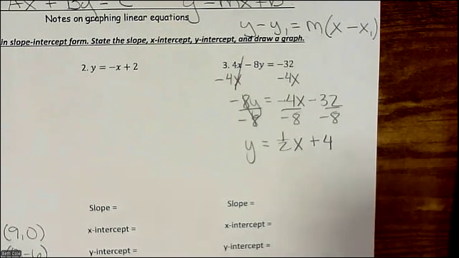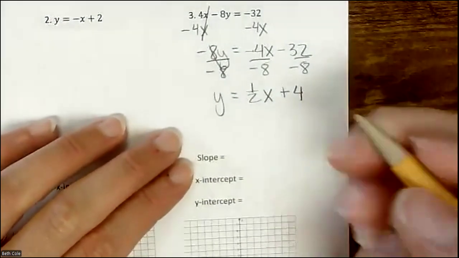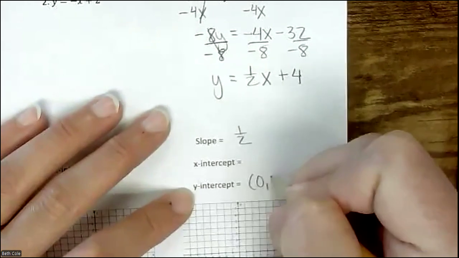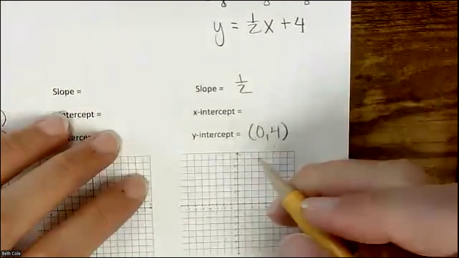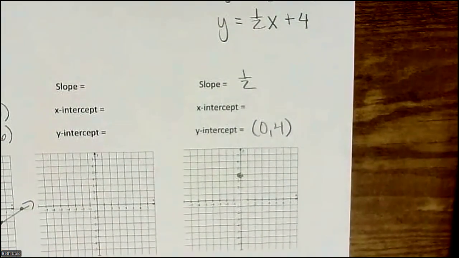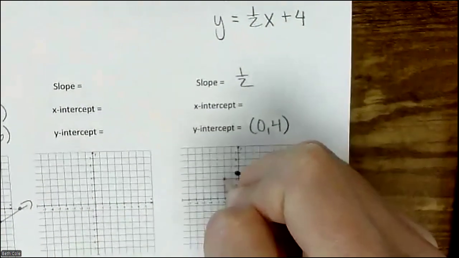All right, so what's your slope? Looking at this, the whole reason we did this, why did we bother doing that? Yeah, 1/2. And your y-intercept is 4, so (0, 4). And then you can get your graph really easy. You're going to put a point at (0, 4). This is what you just did on your quiz. To do a slope of a half, you're going to go up 1, over 2. Good. Just go up 1, over 2, up 1, over 2, up 1, over 2.